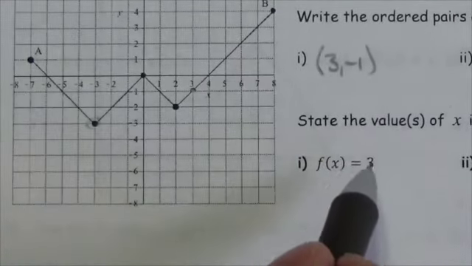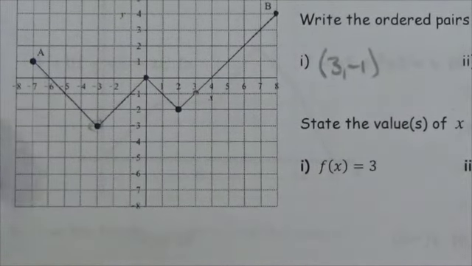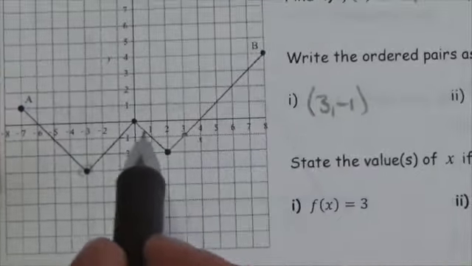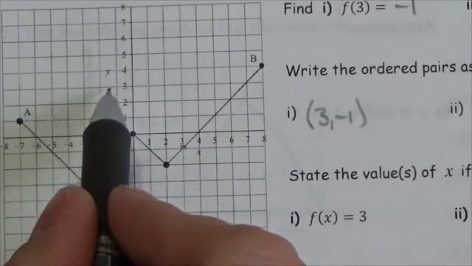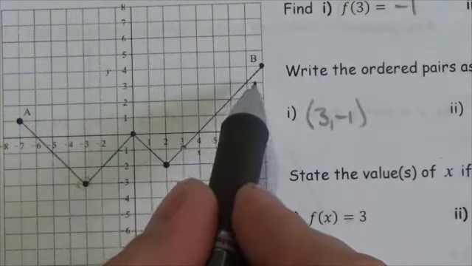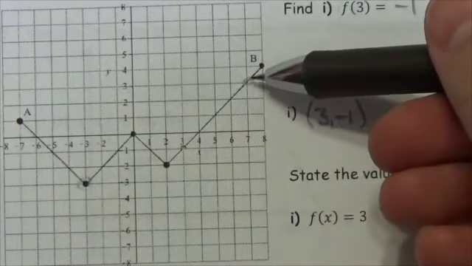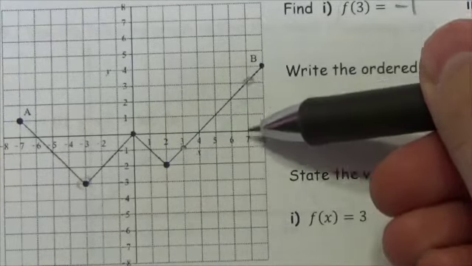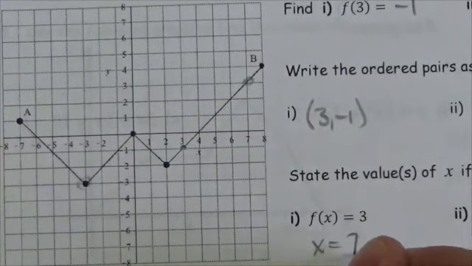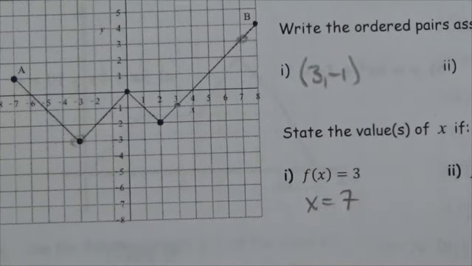Okay, so now let's go. Where is the dependent variable 3? Now the dependent variable is y. So we're going to go up to y here, and I'm going to slide back and forth until I hit the graph right here. And then notice that the x value here for that particular point is 7. So I've solved that little equation. x is equal to 7.